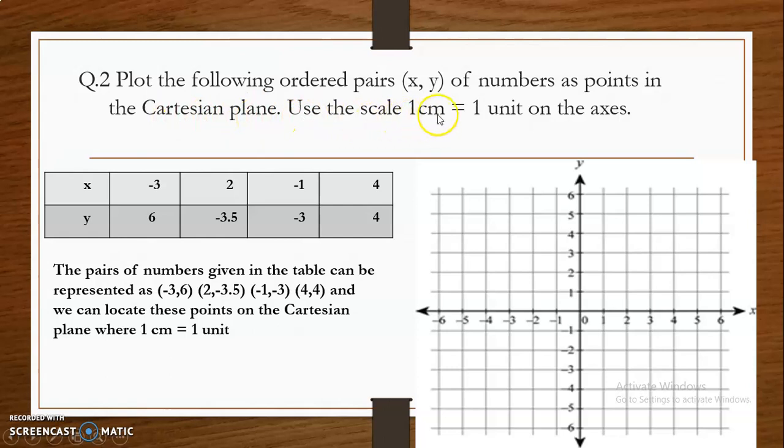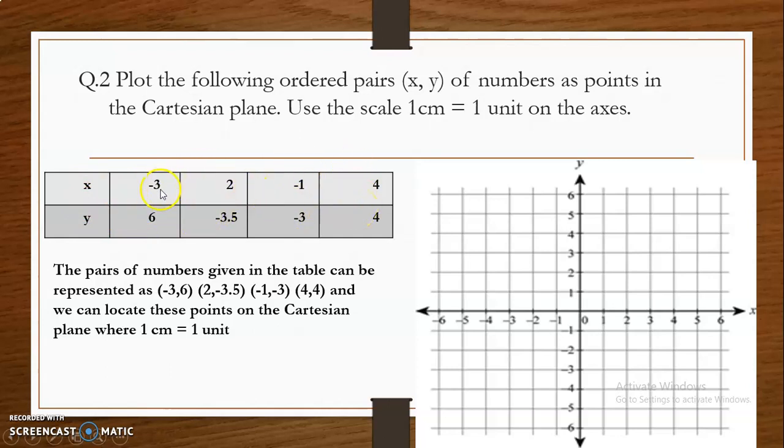Use the scale 1 centimeter equals 1 unit on the axis. So we will take this type of Cartesian plane, which is clear. No point is marked over here. You have to mark the points on this Cartesian plane. Okay, so the table is given. X and Y points are given in each column.